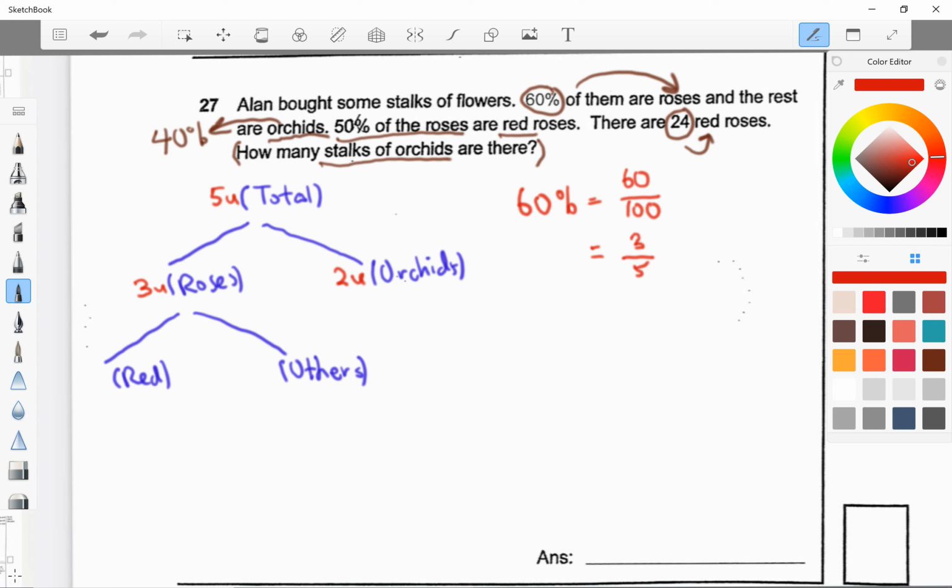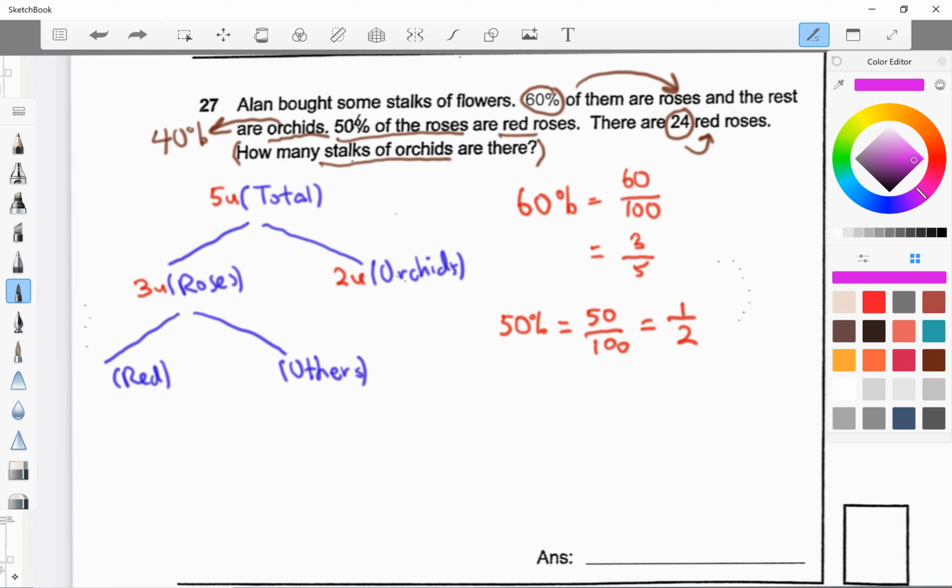And they further explain that 50% of the roses are red roses. So if I write down 50% and convert it from a percentage into a fraction, 50% is 50 out of 100, and in the simplest form, it has got to be half. So they're trying to say that half of the roses are red roses. Then I realize that I have 3 units that represent the roses. Let me circle it for all of you. And I have a denominator 2 over here that refers to the total roses.